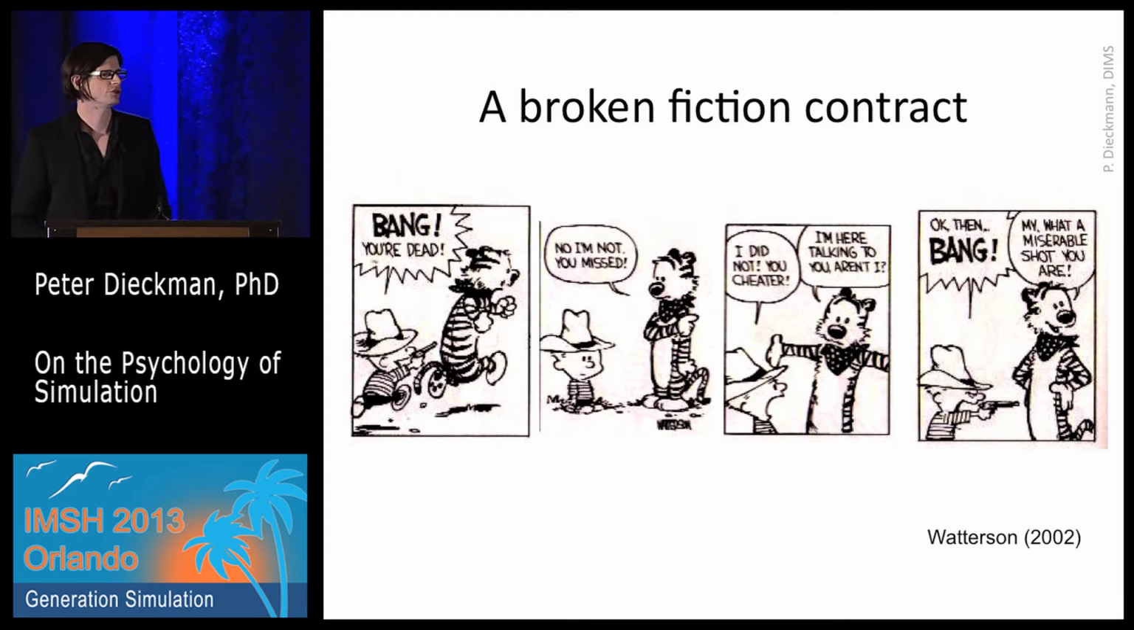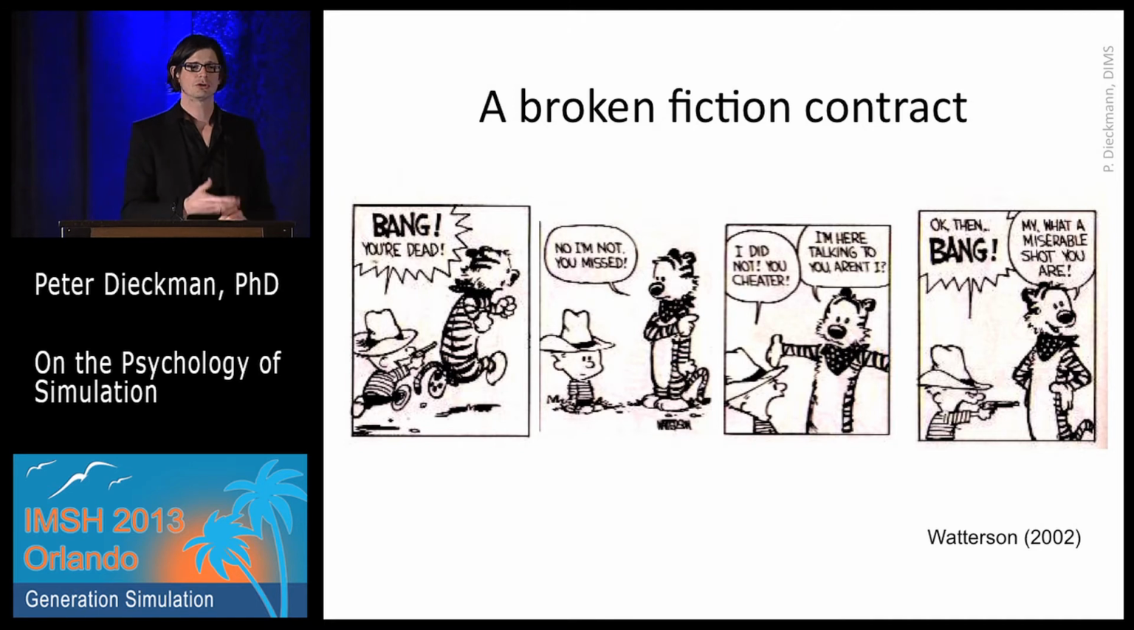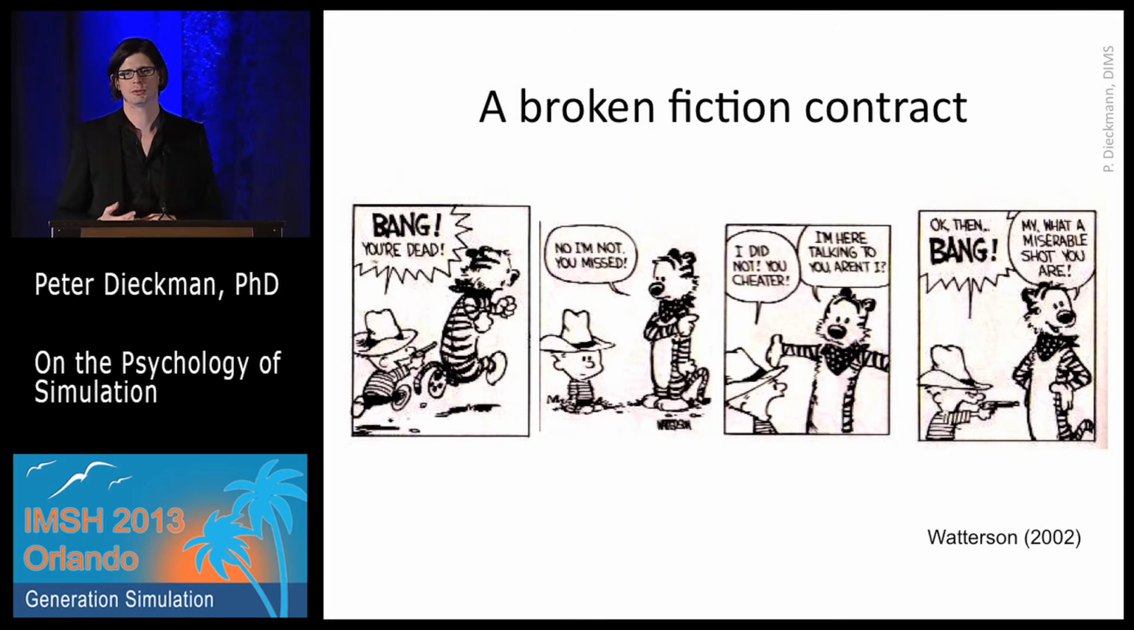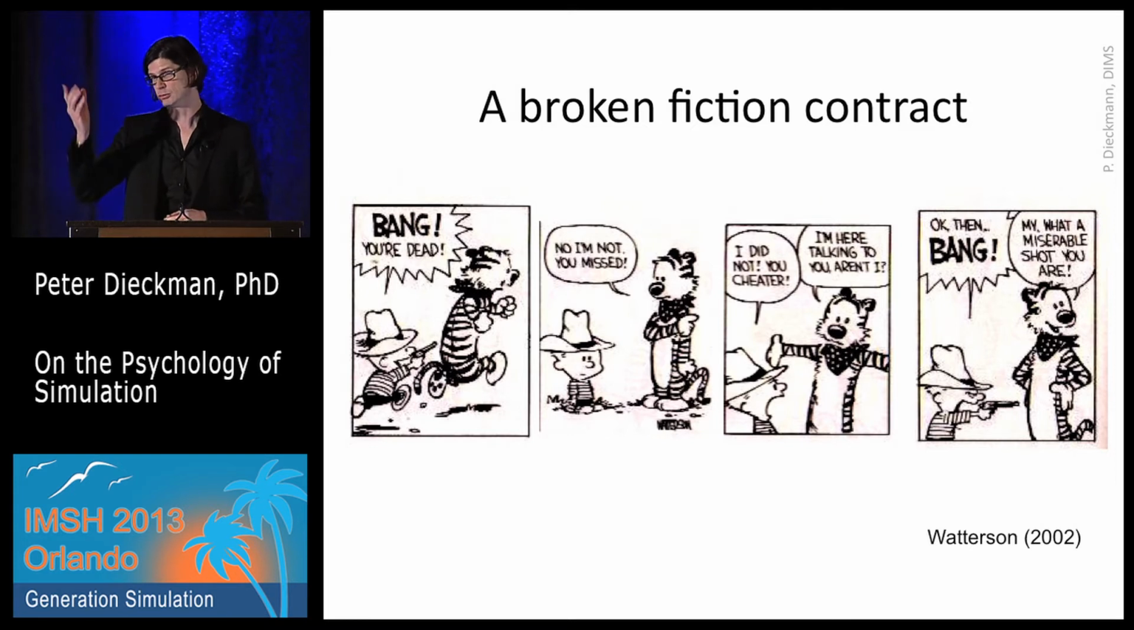The fiction contract, a term by Umberto Eco from Italy, professor for semiotics, also author of The Name of the Rose, for example, or Baudolino for simulation. I think it's great to read Baudolino. He writes about the fiction contract, and I found a nice example of what could happen if that doesn't work.